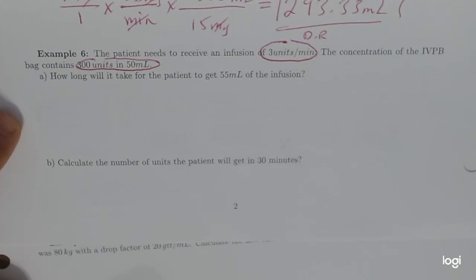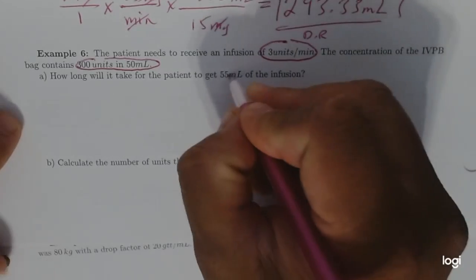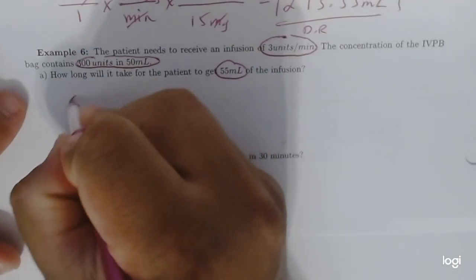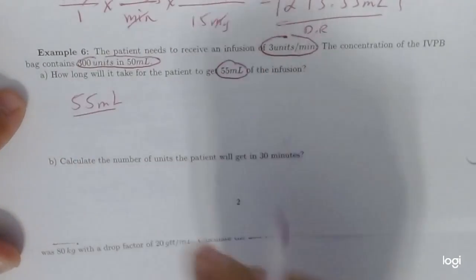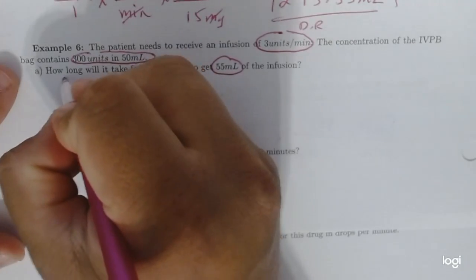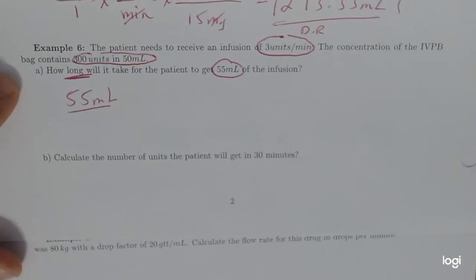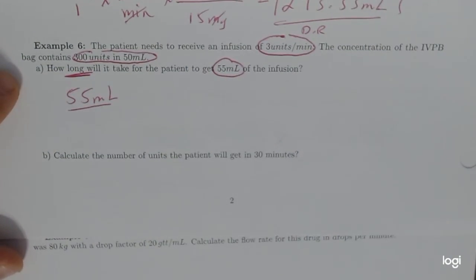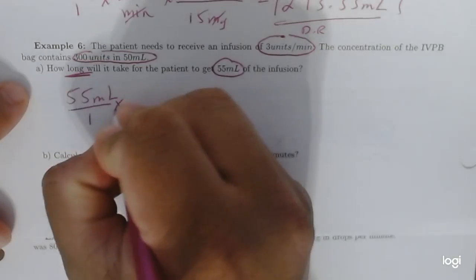So how long does it take? Given the portion, how long will it take for the patient to get 55 milliliters of infusion? Okay, so start with what's given, 55 milliliters, right? So how long is time, right? Somehow we're going to use our dosage rate and our volume to help us out, or one or the other. So how do we get rid of milliliters?